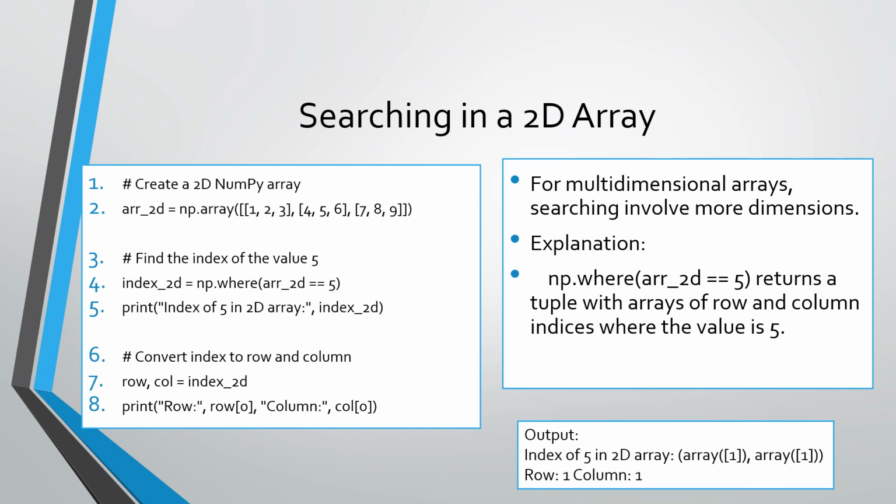So to get this index values, first we have to find the index of the value 5 using where function. So we check whether array contains 5. It generates the index of the value. Then we are splitting that index into row index and column index. Finally we are printing it.